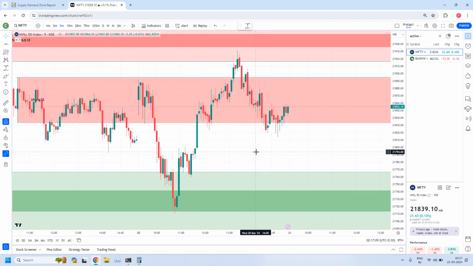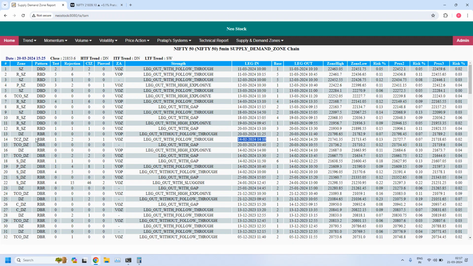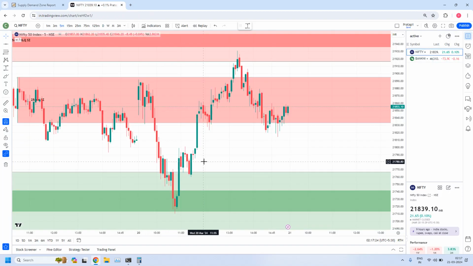Always keep an eye. I am not drawing every zone. I am drawing only high priority high liquidity zones in the chart. But when I am showing these reports, you should also observe the remaining zones and draw them on the charts. You should not expect everything from me.